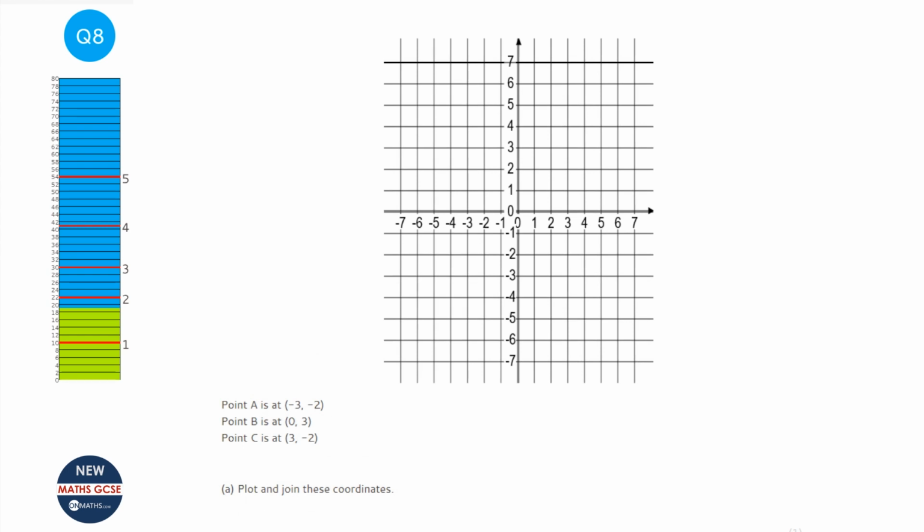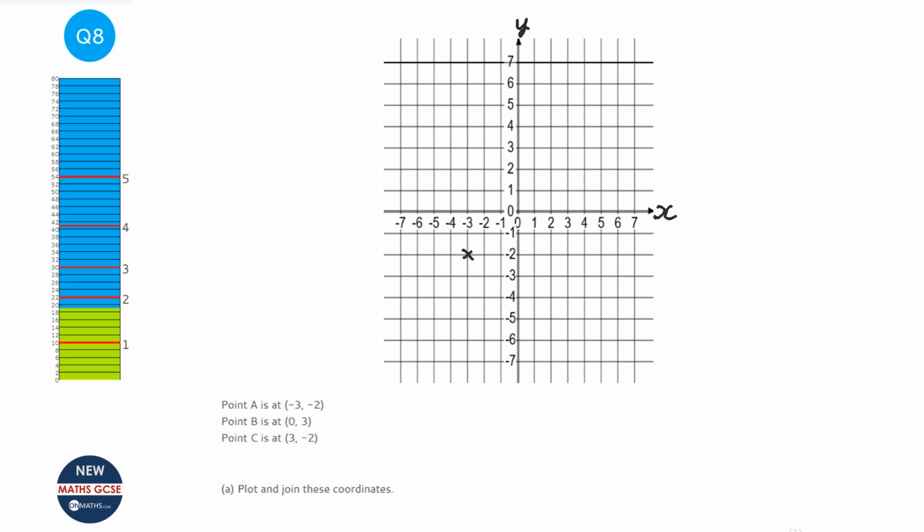Alright, so the first place to start on this is to plot the points. So point A is at minus 3, minus 2. So along the corridor and up the stairs, where we're going across minus 3 on the x-axis, which is this one here. And then we're going to go down 2 on the y-axis. So it's this one here. A really common mistake is to muddle them up. So as long as you remember you're going across and then up or down, obviously if it's negative you go down, then you should be fine.